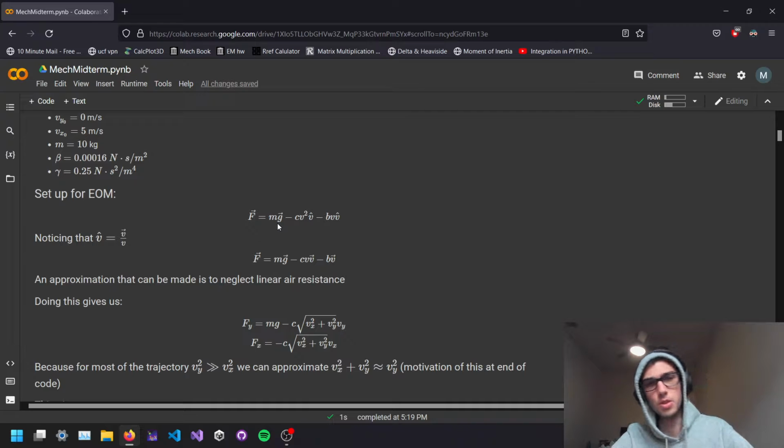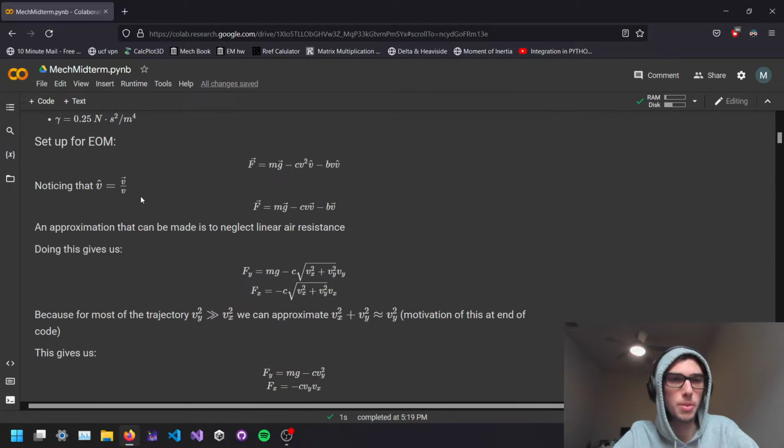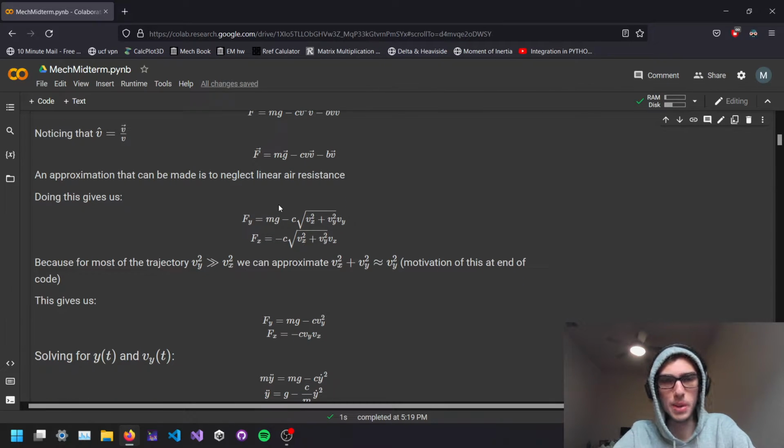So the force is equal to the gravitational force minus the quadratic drag force minus the linear drag force. And right off the bat, we can notice that v hat is equal to vector v over the magnitude of v, which reduces our equation to this, which is a bit easier to work with. And I think the first and most obvious approximation that we can make is to neglect linear air resistance.